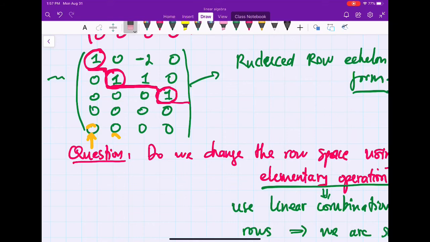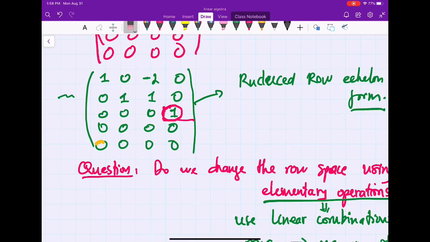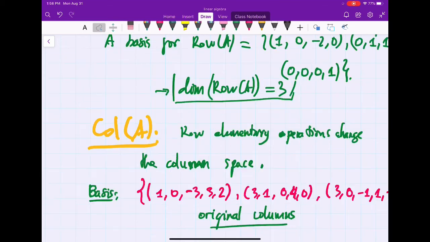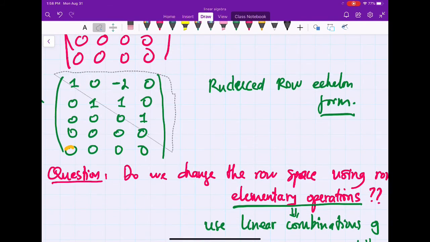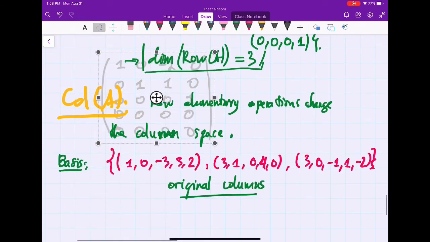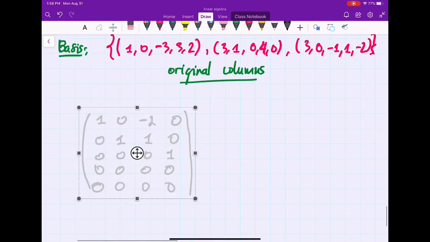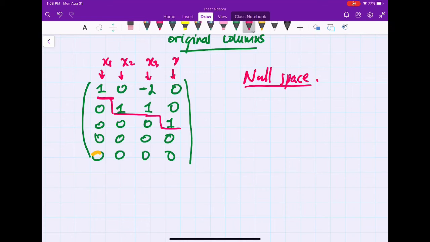Okay, now let's talk about the null space. That means we need to solve the homogeneous system, right? So I think I need to make a copy of this matrix. Let me copy this matrix, and then we'll find the null space at the end. All right, so I have this. Now let's work with the null space. I need to solve this system, right? Let's say this is x1, this is x2, this is x3, and this is x4.